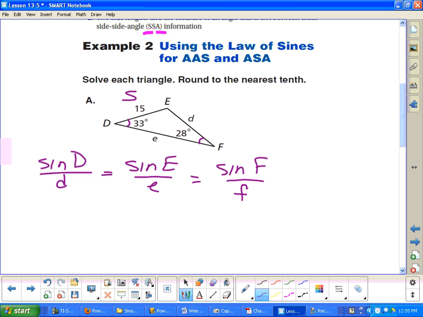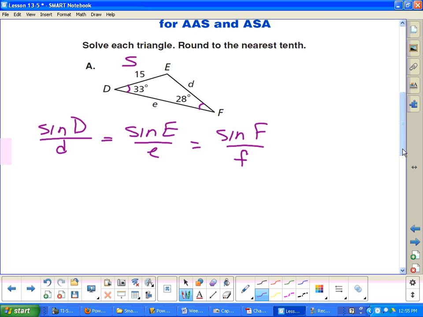So the next thing that I'm going to do is plug in what I know. So I know angle D is 33. So we have the sine of 33 over, they don't tell me what side D is, so I'll put a lowercase d there.